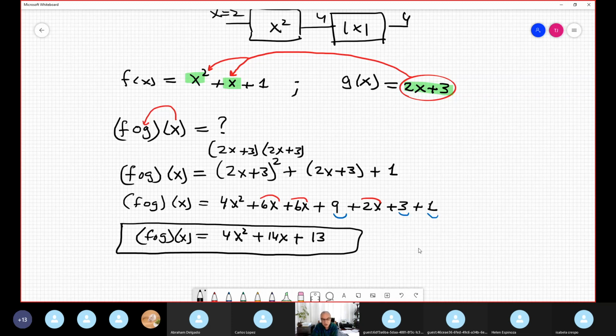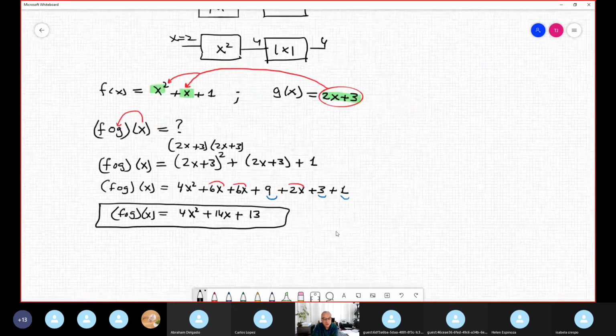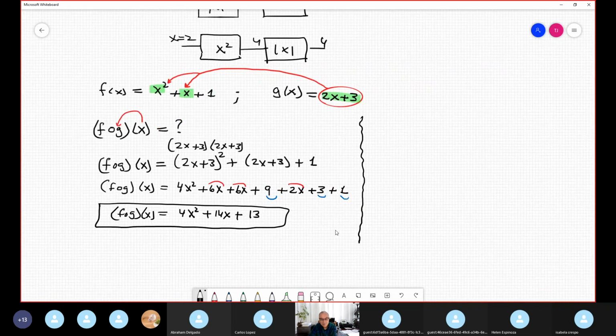Curiosity. Let's do it in a different order. Same function, but in different order. Suppose G composition F of X. Okay, so the supposition now is that F is the first function. Okay, F is that function. Let me use blue color. This is F. This is my first.